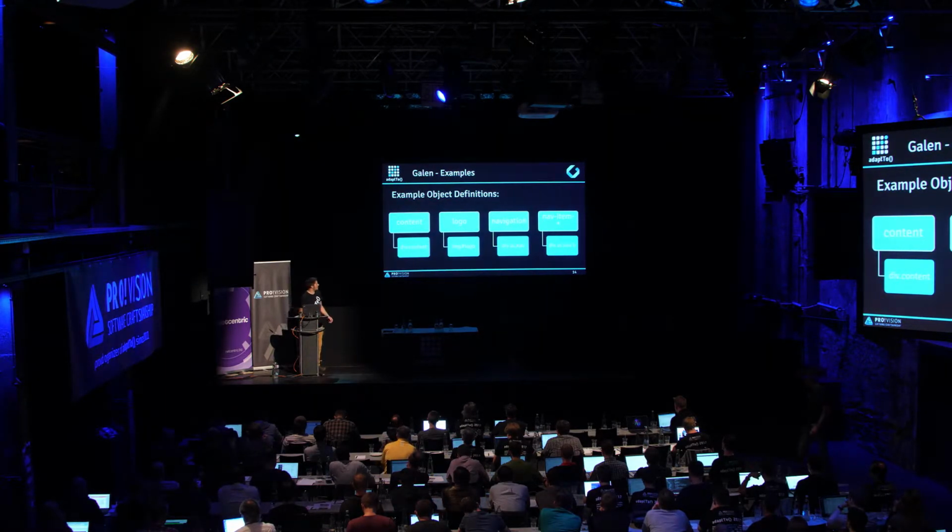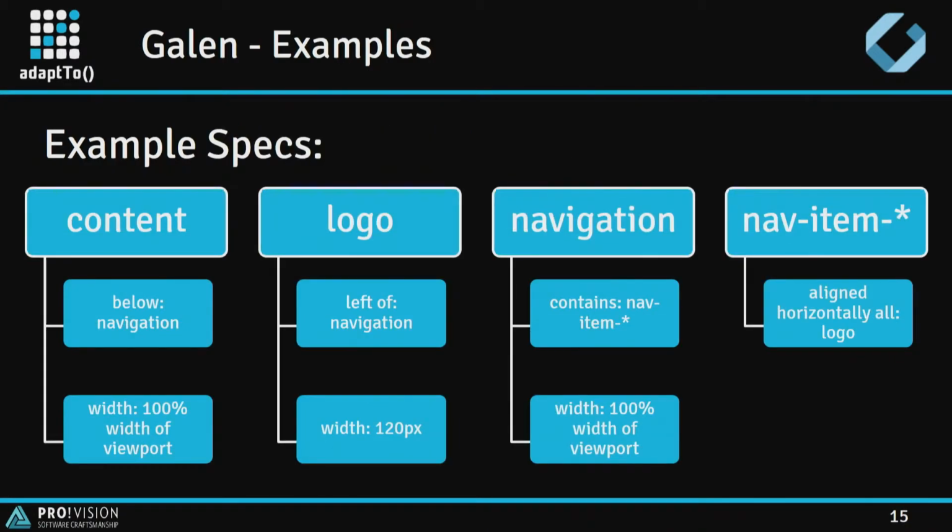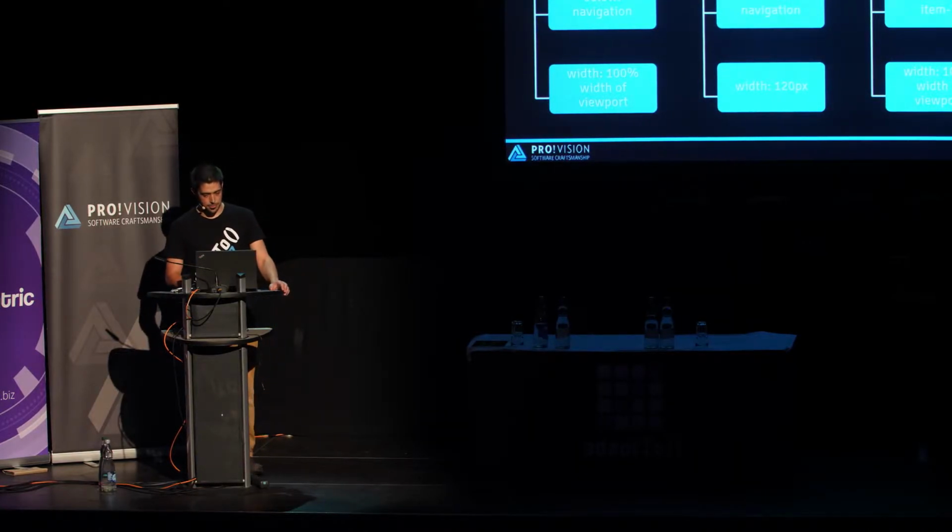These are some examples of object definitions. Basically, you have a name and a CSS selector. So the specs use the names, and define these constraints, like content should be beneath the navigation, nav items should be inside the navigation and aligned with the logo. This is not a real case, this is just examples.